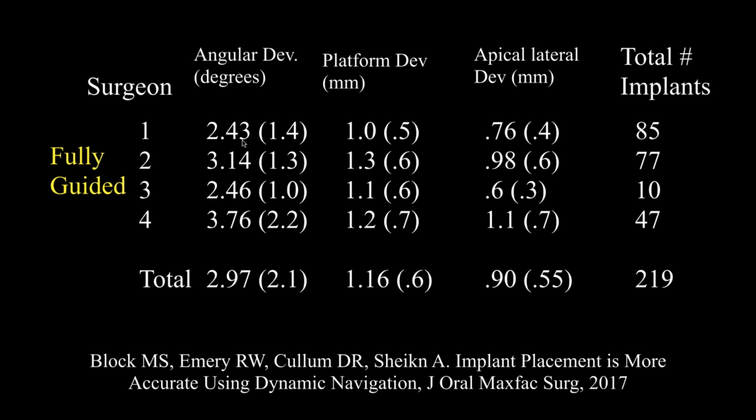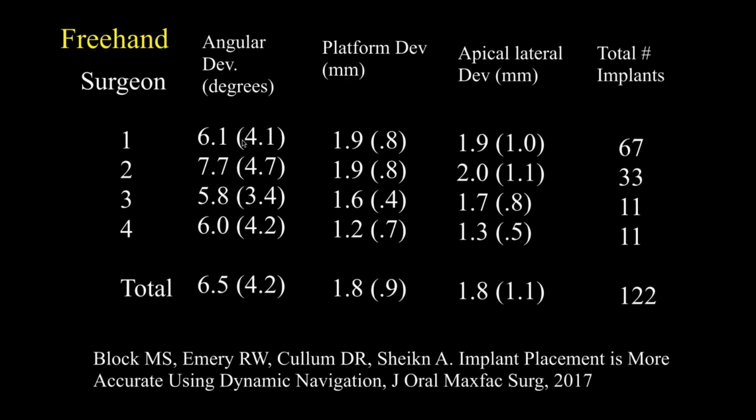You contrast that with the freehand, which is, in other words, you have the plan, but you didn't use the machine, and you just eyeballed it. That's by hand. You just drill the hole. And now you're 7 to 8 degrees off, and the deviation's larger. Now you see you're almost 2 millimeters off the platform. So there's definitely an improvement with navigation. It's statistically valid, across the board, multiple surgeons, and it works.